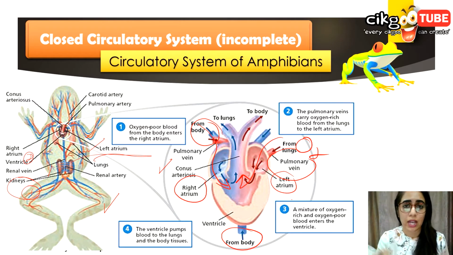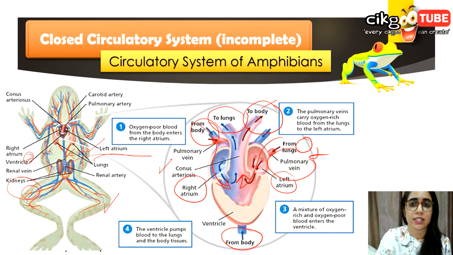Now when both atria contract simultaneously, the oxygenated blood from the left atrium and the deoxygenated blood from the right atrium will enter the ventricle. So mixing of both blood happens in the ventricle. Now what happens when the ventricle contracts? When the ventricle contracts, the blood in the ventricle will be pumped into two pathways. The first one is through the pulmonary artery to the lung capillaries for oxygenation. And the other pathway is through the aorta to the systemic capillaries, or we say to the body, to supply the oxygen and the essential needs to the body cells. Alright?